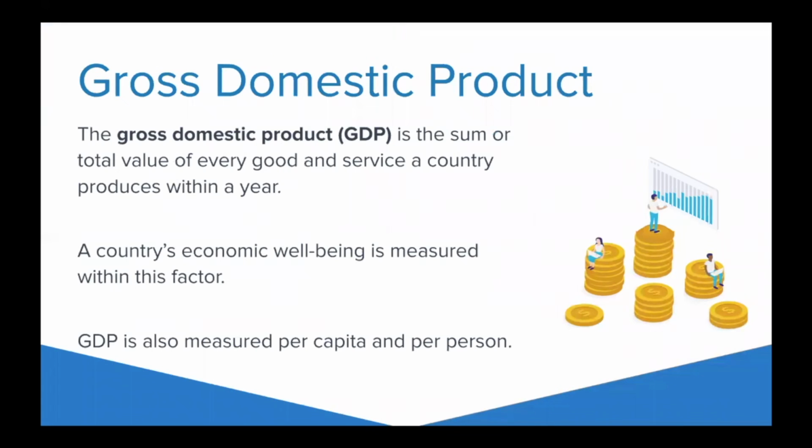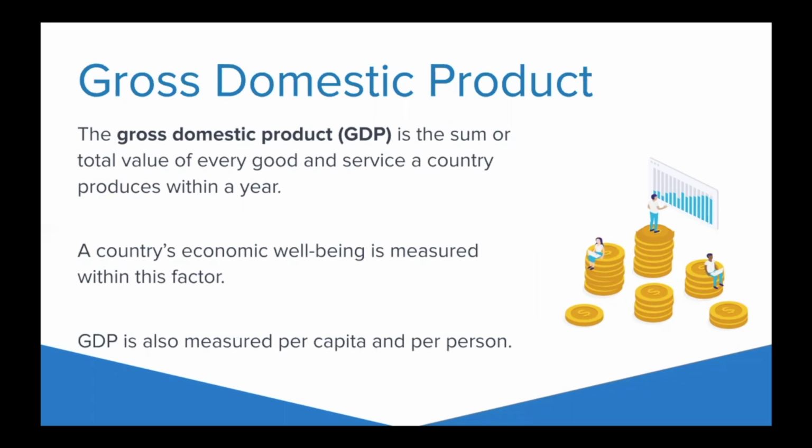The gross domestic product, or GDP, is the sum or total value of every good and service a country produces within a year. A country's economic well-being is measured within this factor. GDP is also measured per capita and per person.